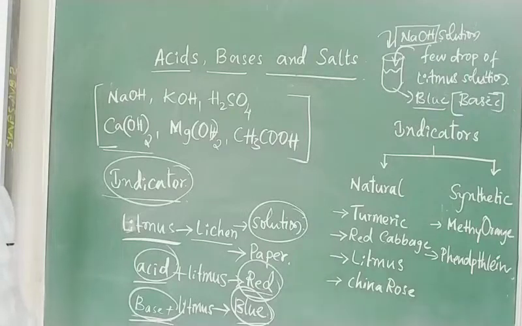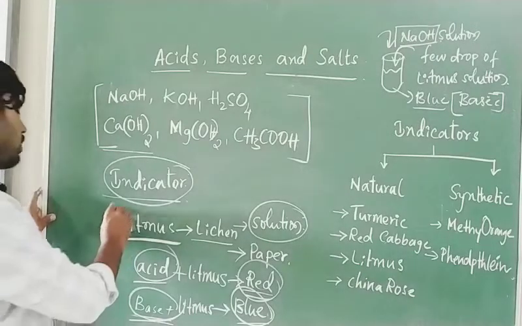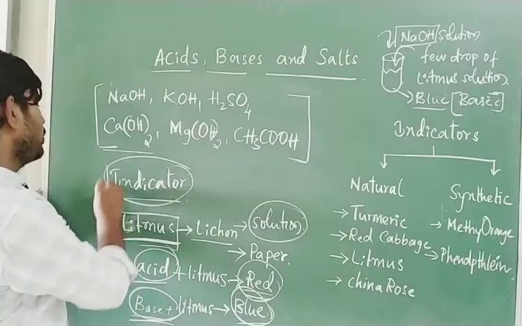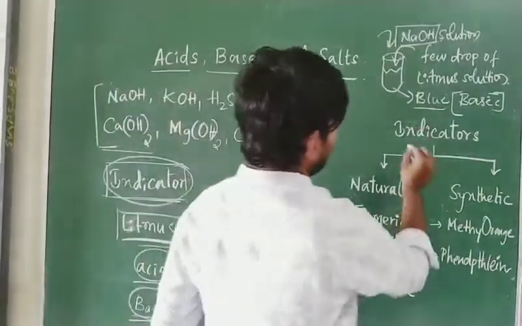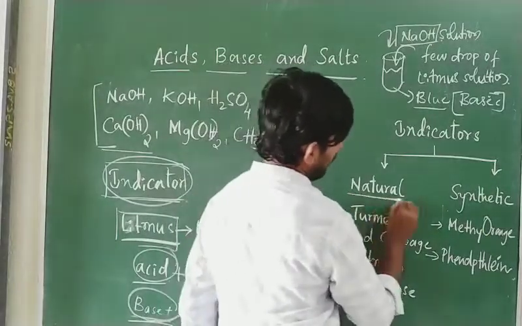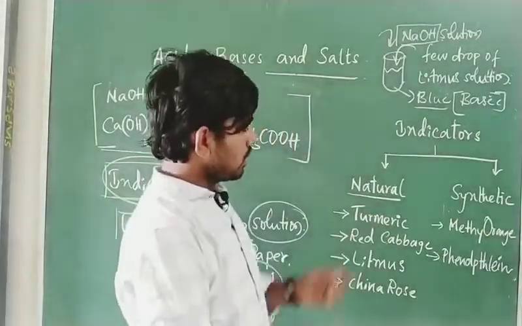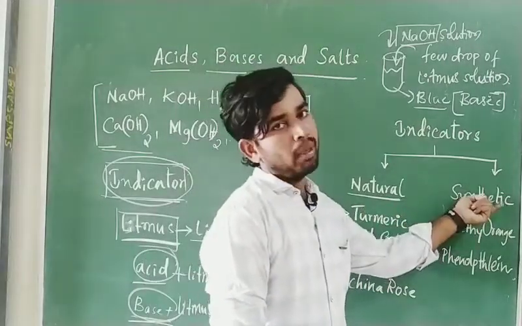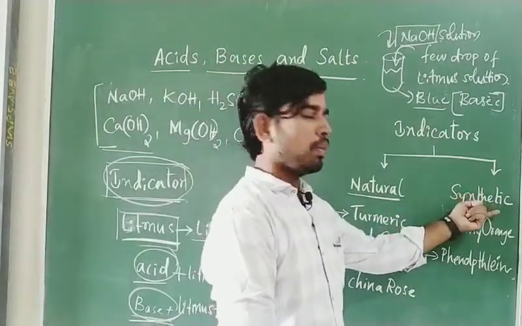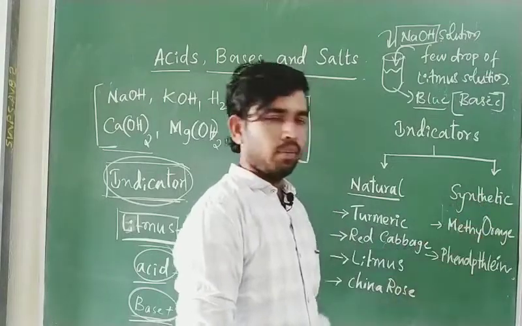Okay, remember. So this is the explanation about litmus. Litmus is nothing but an indicator. Again, in the indicators we have two categories. One is natural indicator, which is taken from nature, and the other is synthetic indicator, a man-made indicator, which is prepared in the laboratory.